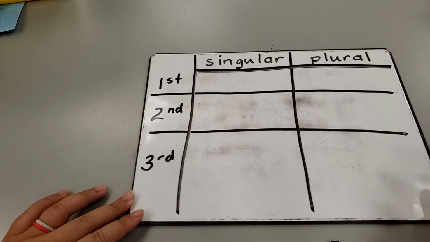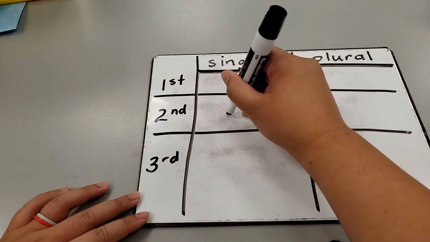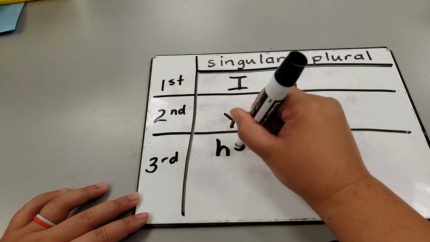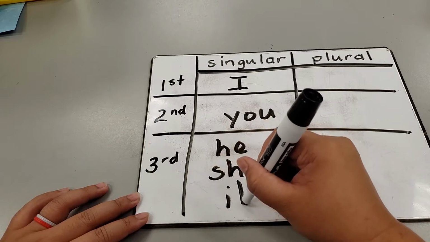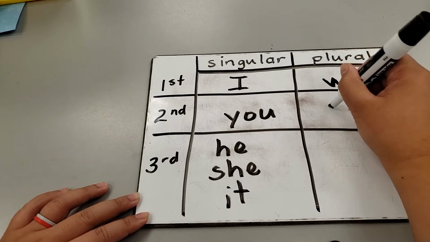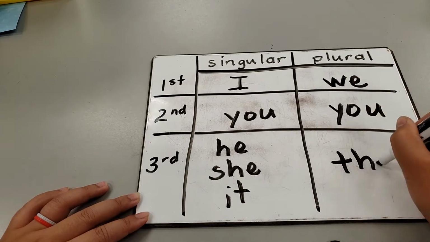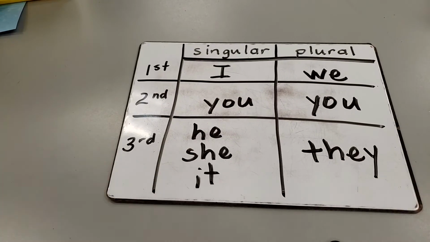And if we go ahead and do our rhyme, we had I, you, he, she, it, we, you, they. Now our chart looks a little bit different from our first video because I have labeled it now.